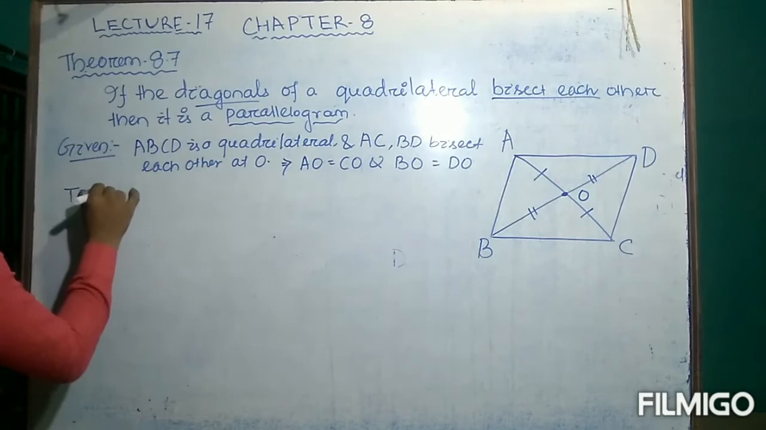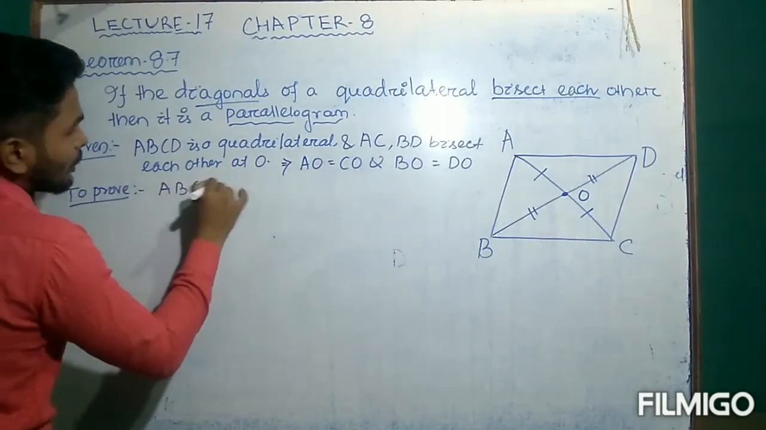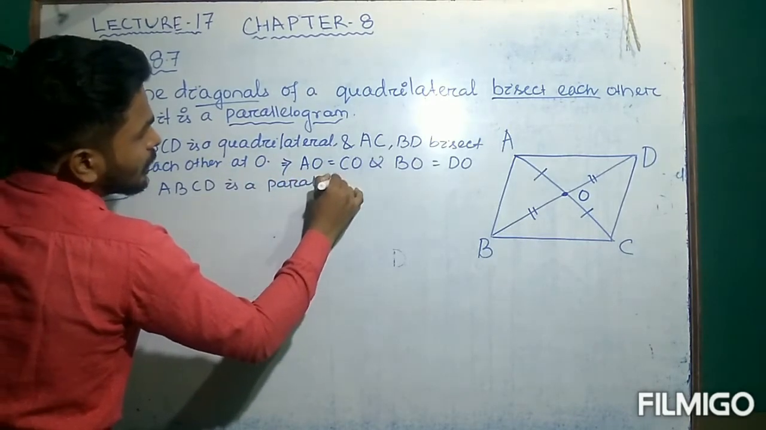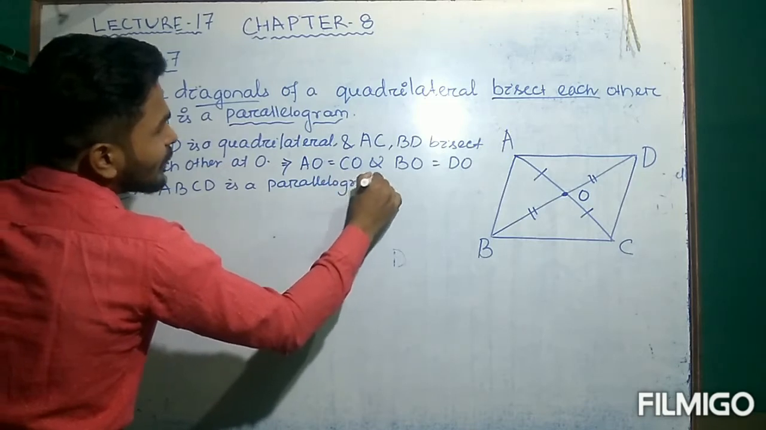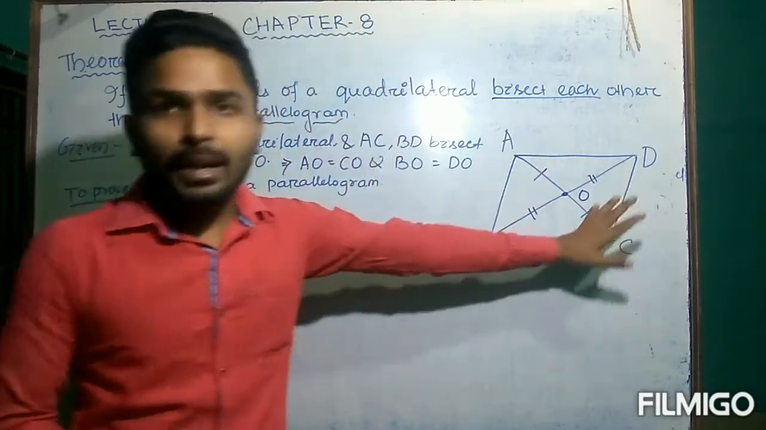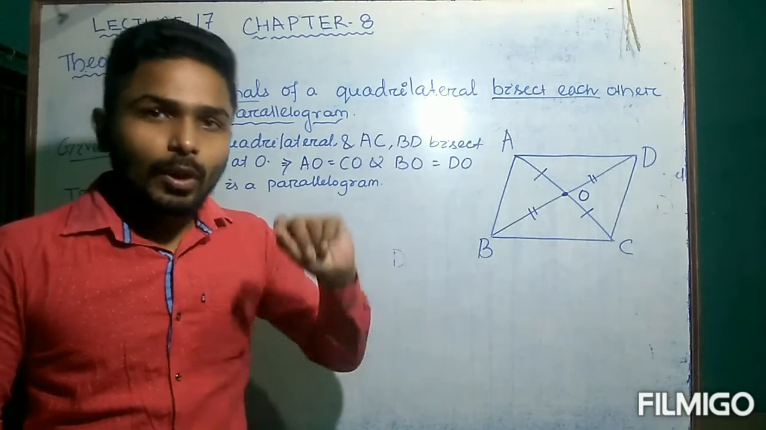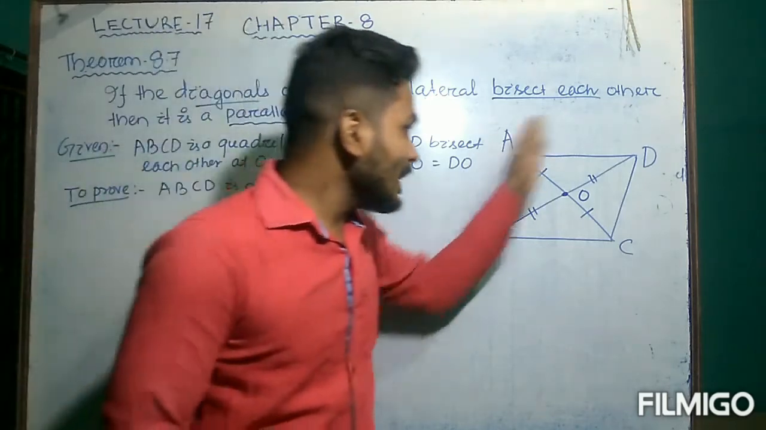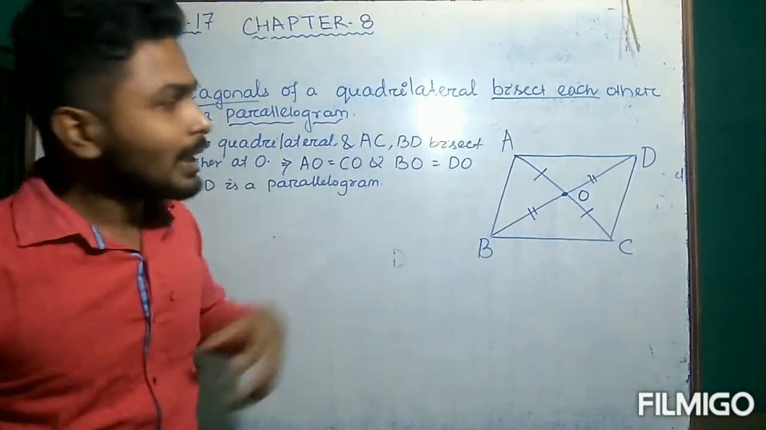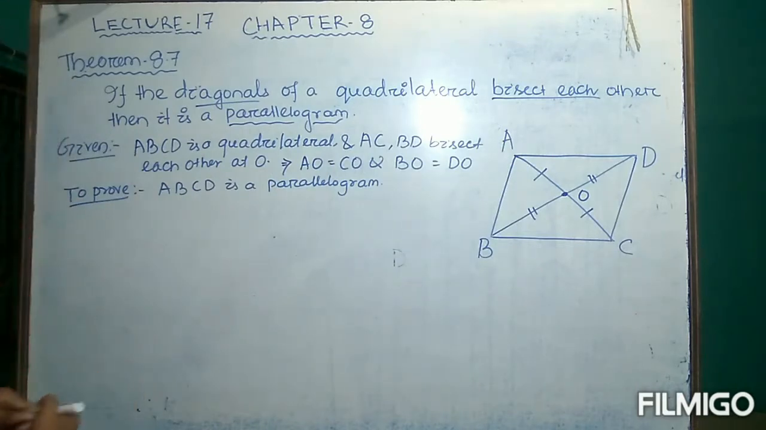Now we have to prove ABCD is a parallelogram. How can you prove that any quadrilateral is a parallelogram? If the pair of opposite sides are parallel, then we can say yes, it is a parallelogram. So ultimately we have to prove that in this quadrilateral the pair of opposite sides are parallel and equal. If we can prove this, then we can say yes, it is a parallelogram. So let's prove.